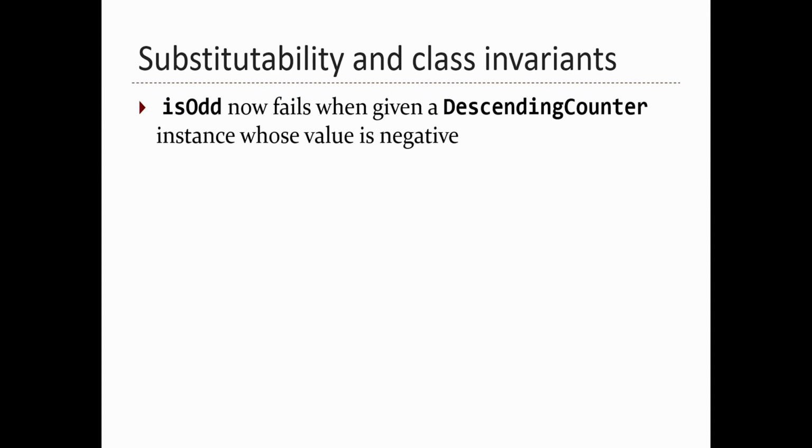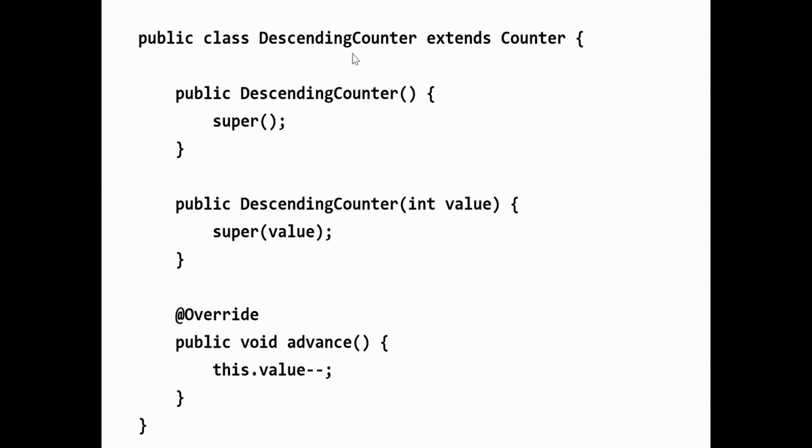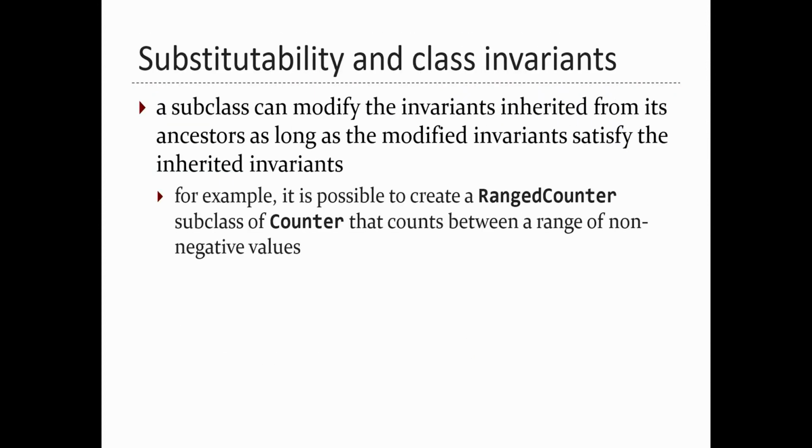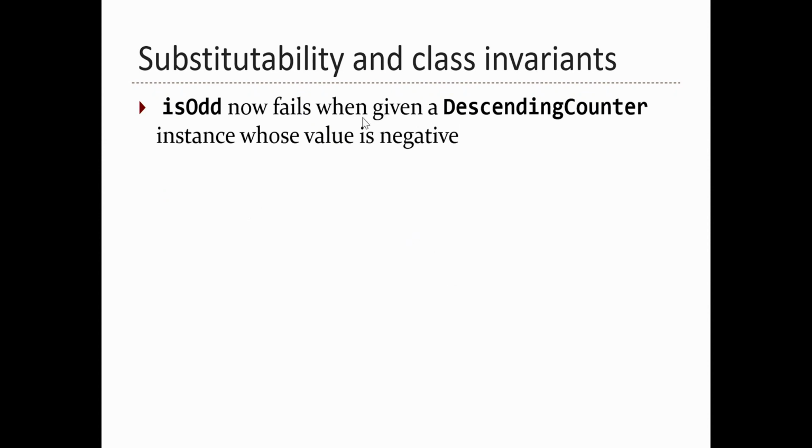But what went wrong? Well, if I take one of these descending counters and pass it to this method, and the value of the descending counter is negative, this is incorrect. Negative 1 divided by 2, take the remainder, is negative 1, and that's not equal to 1. So this method thinks that the counter is not odd. It thinks it's even, even though negative 1 is odd. So suddenly this method breaks. isOdd now fails when you give it a descending counter whose value is negative.